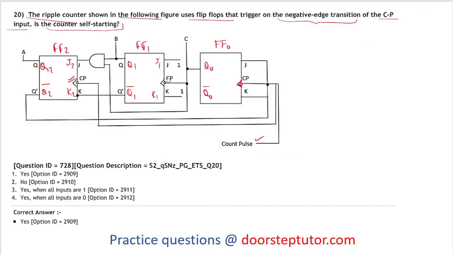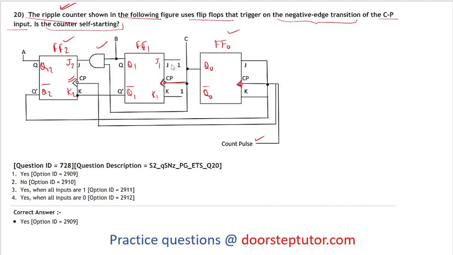Now come back to the question. Flip-flop 0 and flip-flop 2 are applied with the same clock, and the output of flip-flop 0, that is Q0, is applied to one AND gate, and that is applied to the clock of flip-flop 1. So that is why it is called a ripple counter. In a ripple counter, the output of one flip-flop will work as a clock for another flip-flop.